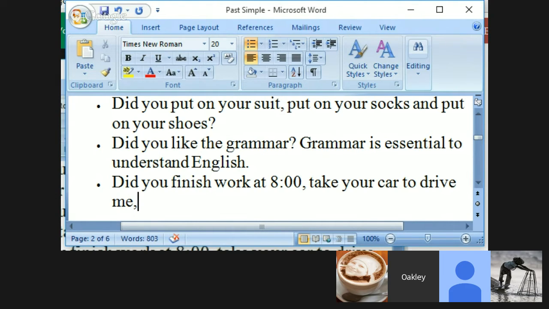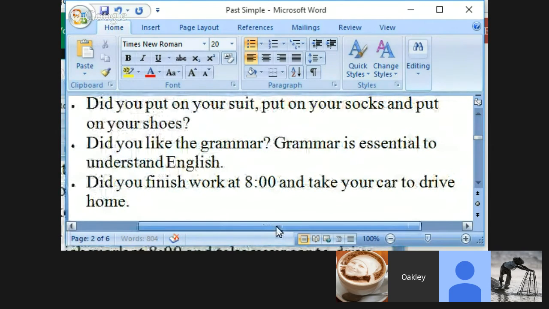And maybe one more. Doesn't matter. It could be two things. It can be three things. If it's two things, then you're going to connect those two things with and, like this. Did you finish work at 8 and take your car to drive home? Where's the home part? Drive home. That's fine. Did you finish work at 8 and take your car to drive home?